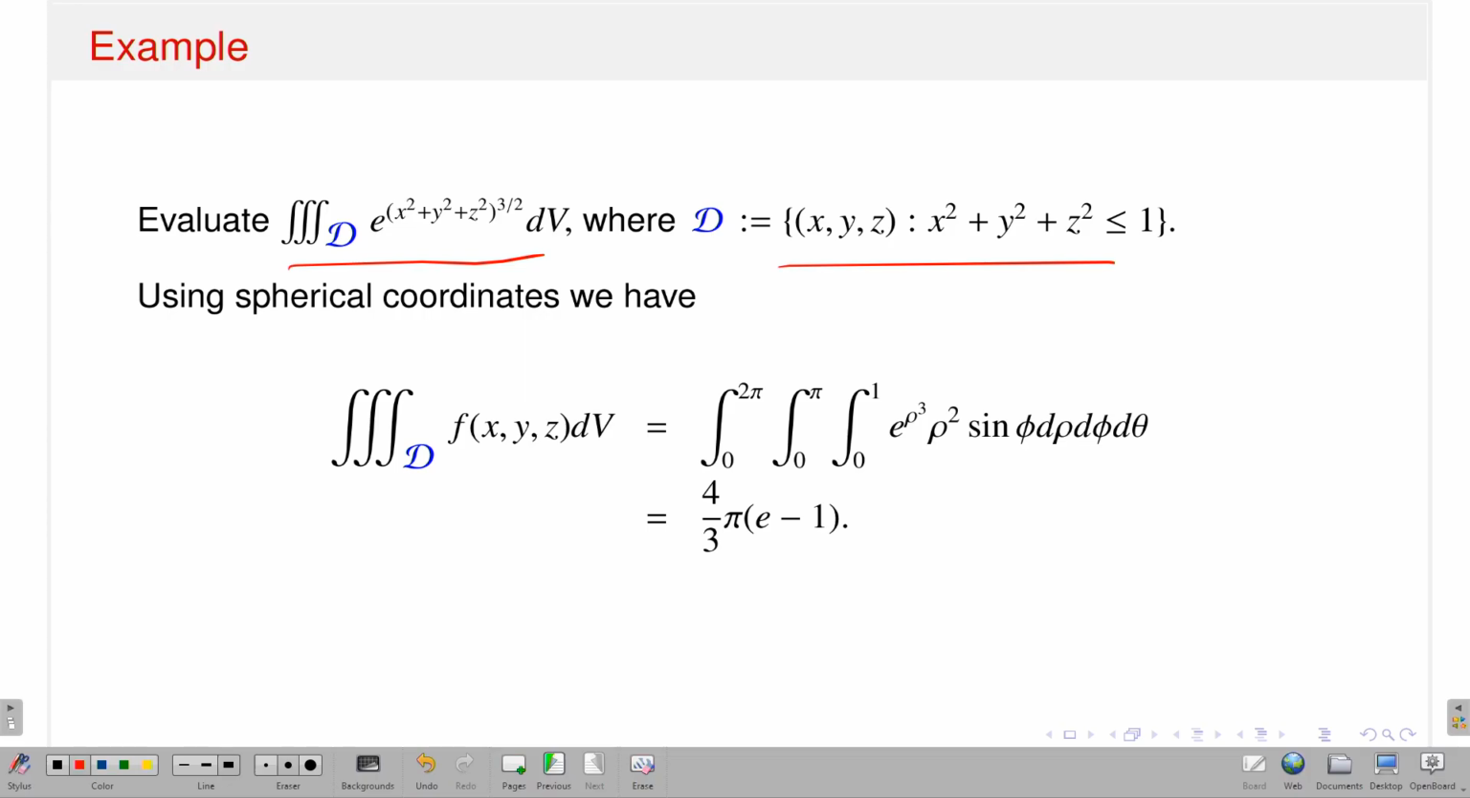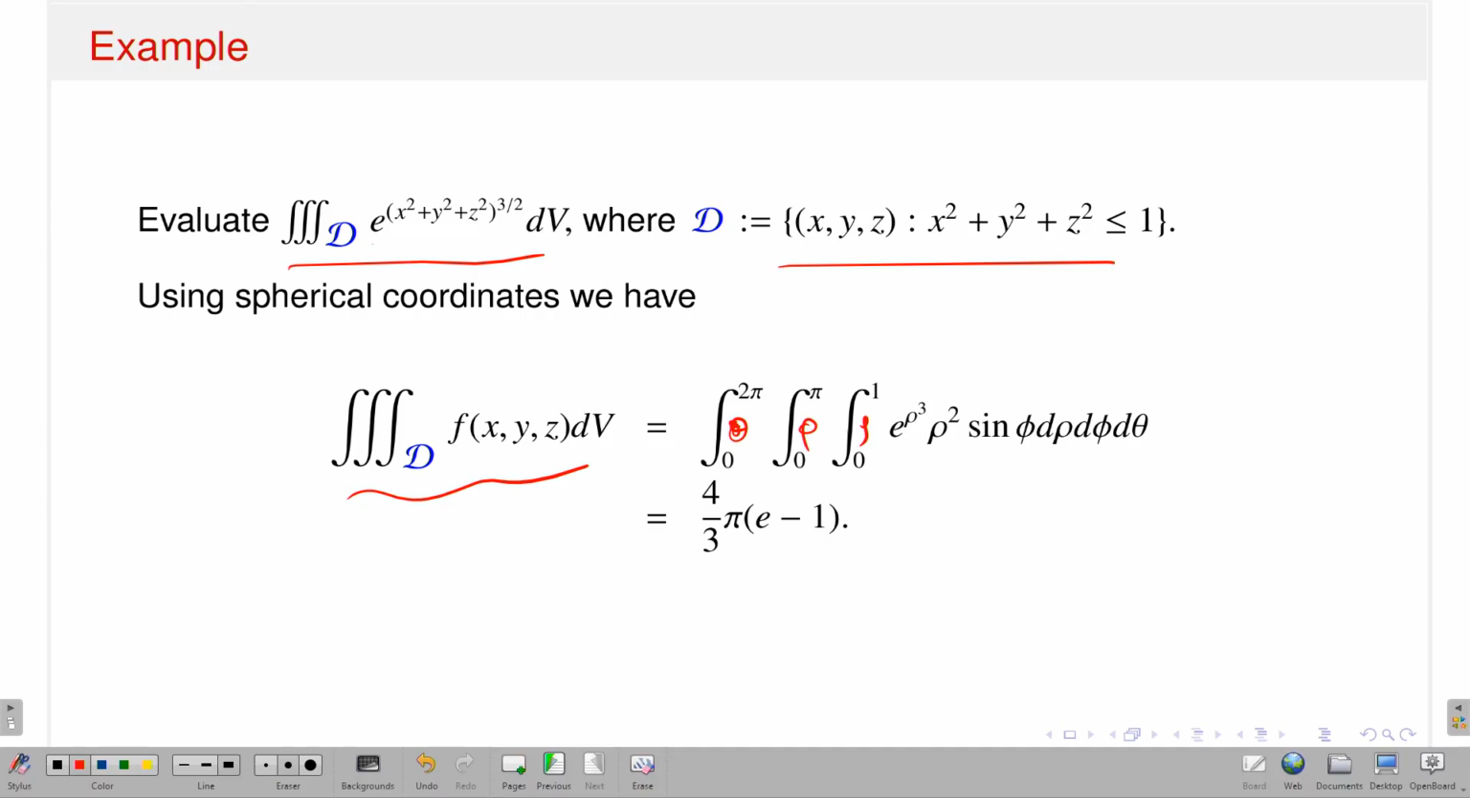That means I am giving the solid sphere. So if I integrate this function f of x, y, z over the domain D, since I am given a sphere, you just take the ranges of rho, phi, and theta. Rho varies from 0 to 1, phi varies from 0 to pi, and theta varies from 0 to 2 pi. So these are the lower and upper limits for the theta variable, the phi variable, and the rho variable.